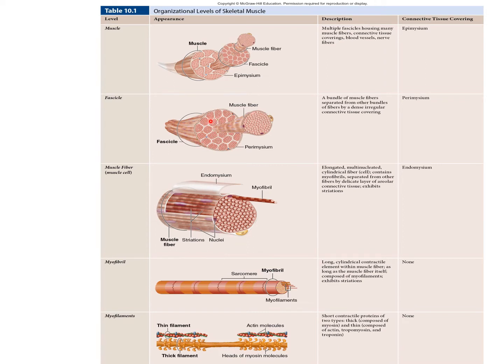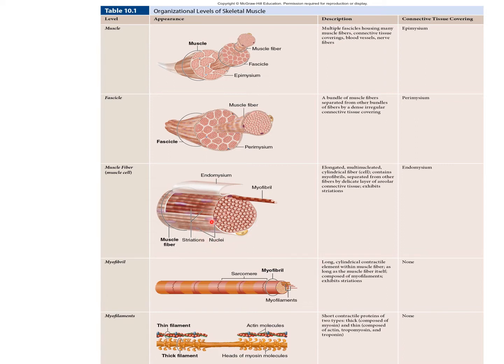Each fascicle is made out of smaller bundles. If you pull one of those bundles out, it's known as the muscle fiber, and the muscle fiber is actually our muscle cell. Muscle fibers are protected by a membrane known as endomysium, and if you remove the endomysium, there is another layer underneath it, and that would be the sarcolemma.